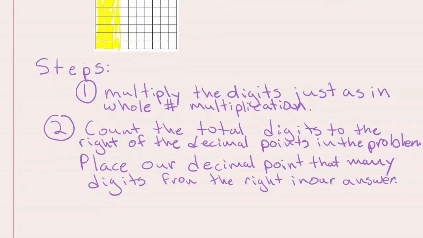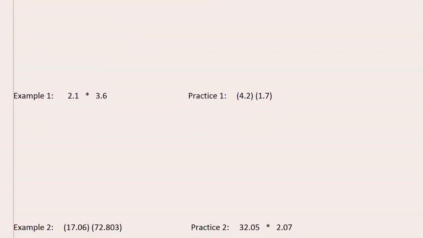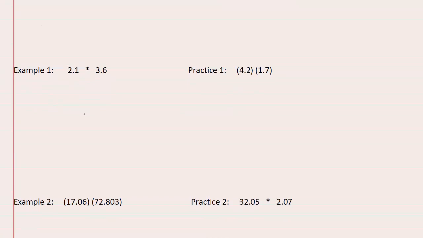So that might still seem a little bit abstract. So let's go ahead and do a couple more examples and see if we can start to get the hang of this. So let's start with 2.1 times 3.6. So our first step is to multiply the digits just like we did in whole number multiplication. So in order to do the multiplication, just like in whole number multiplication, we're going to line up our two numbers right on top of each other.